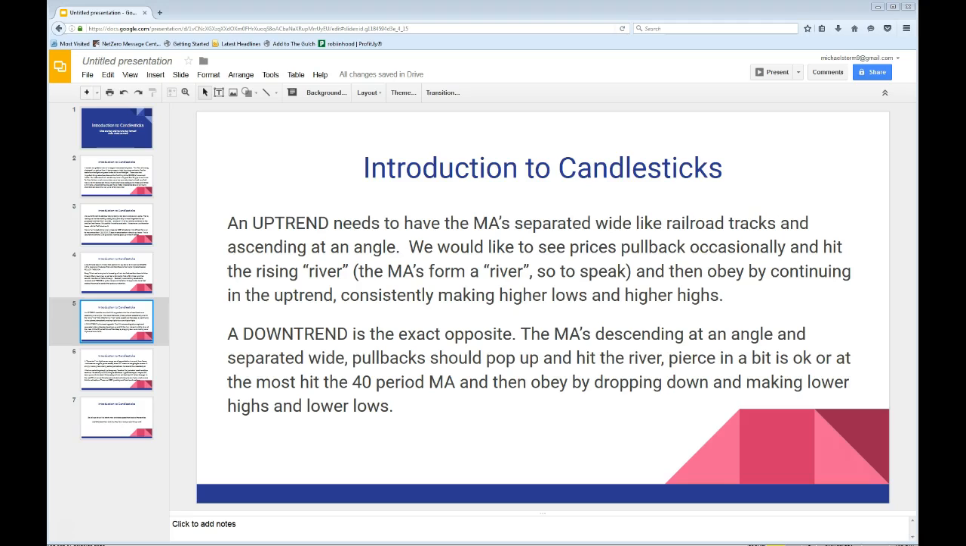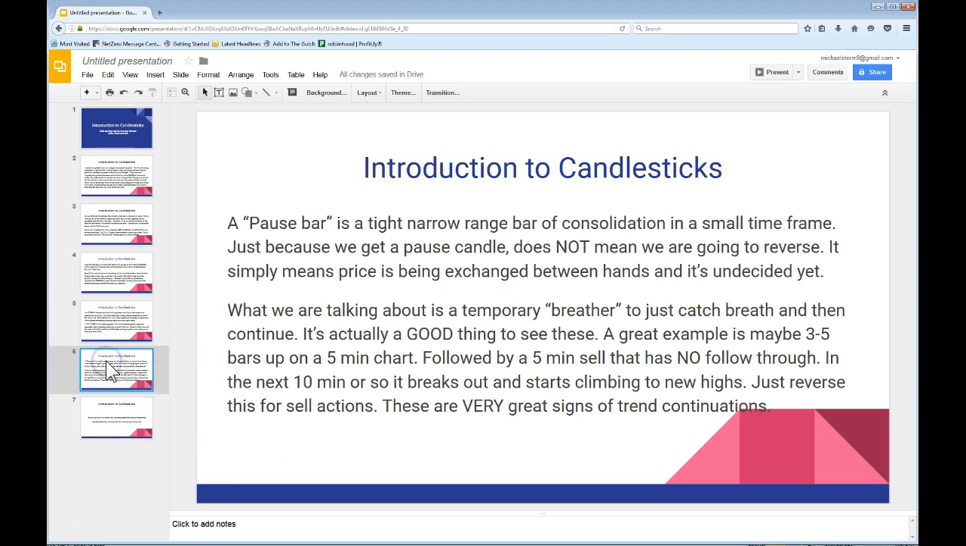Alrighty, so a downtrend is the exact opposite thing. The moving averages are going to be descending at an angle, separated very wide. Pullback should pop up, hit the river. Maybe they can pierce it a little bit. That is okay, but at the very most, we are not looking for anything more than hitting the 40-period moving average and then obeying by dropping down and making lower highs and lower lows. All right.